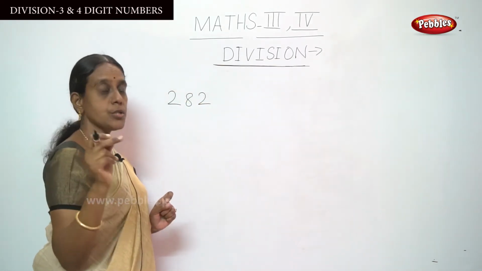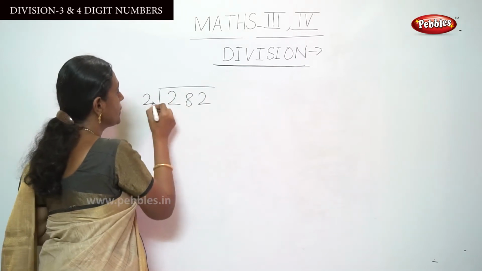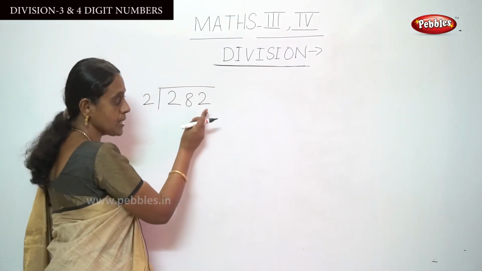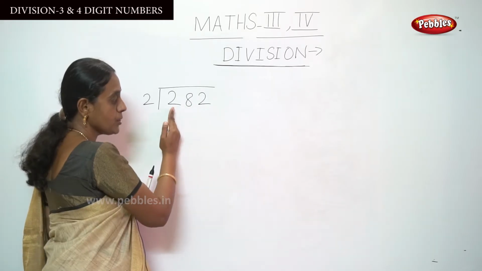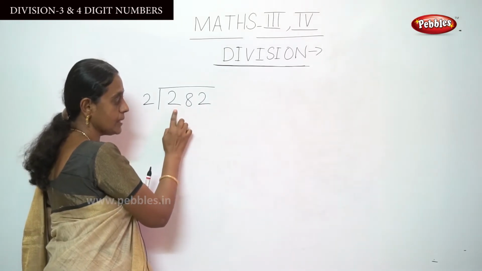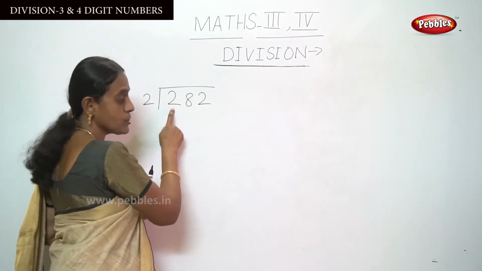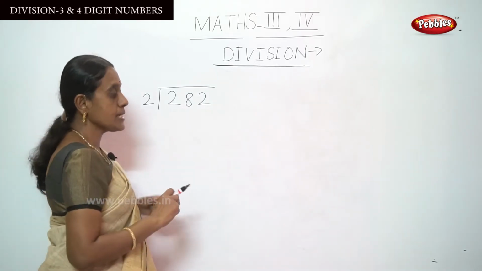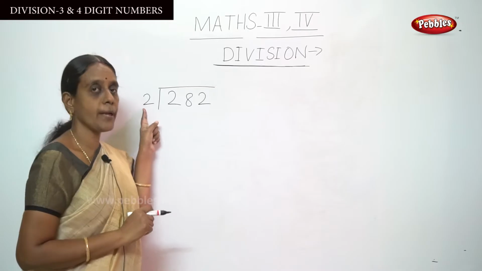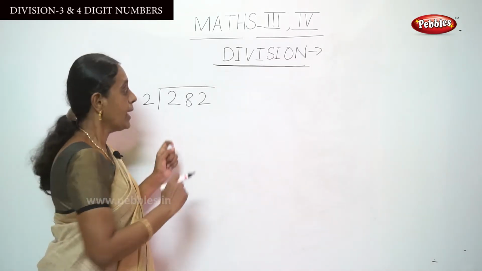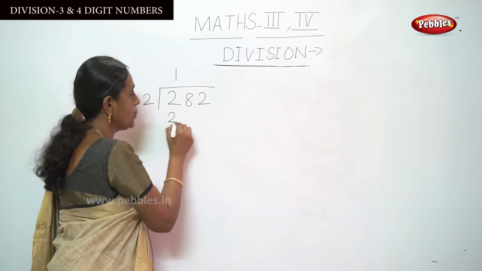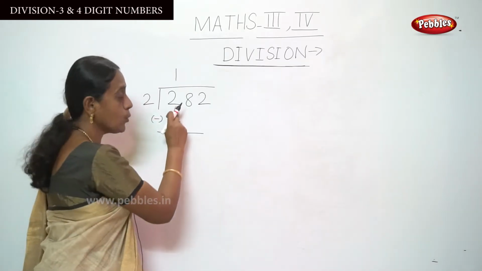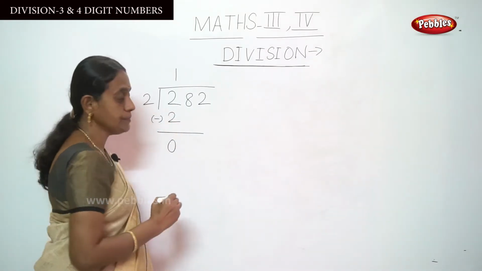282. You should divide the number by 2. Let me take the first digit. Here, we consider the numbers as ones, tens, hundreds. Remember, you take this 2 as the divisor and this is the dividend. By saying the 2 table, 1 2 is 2, and here you have to subtract the number, 2 minus 2, that is 0.